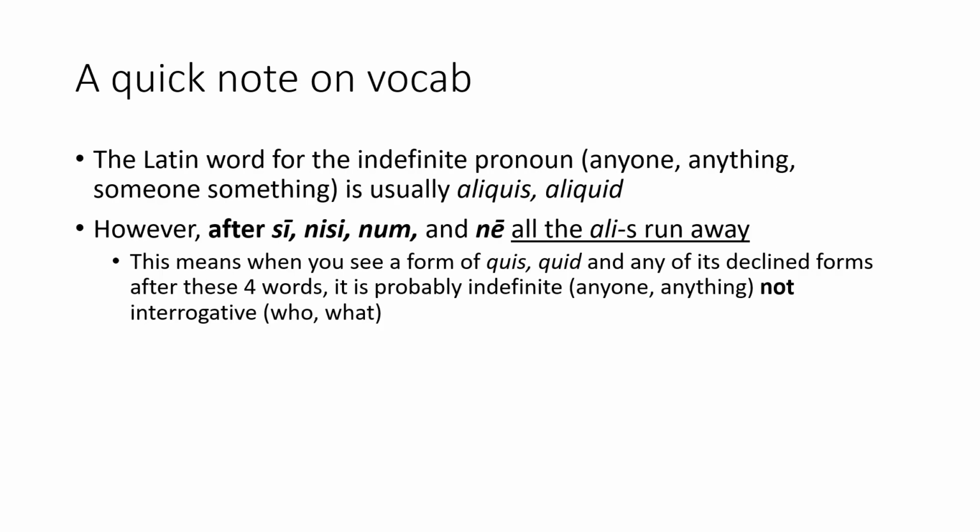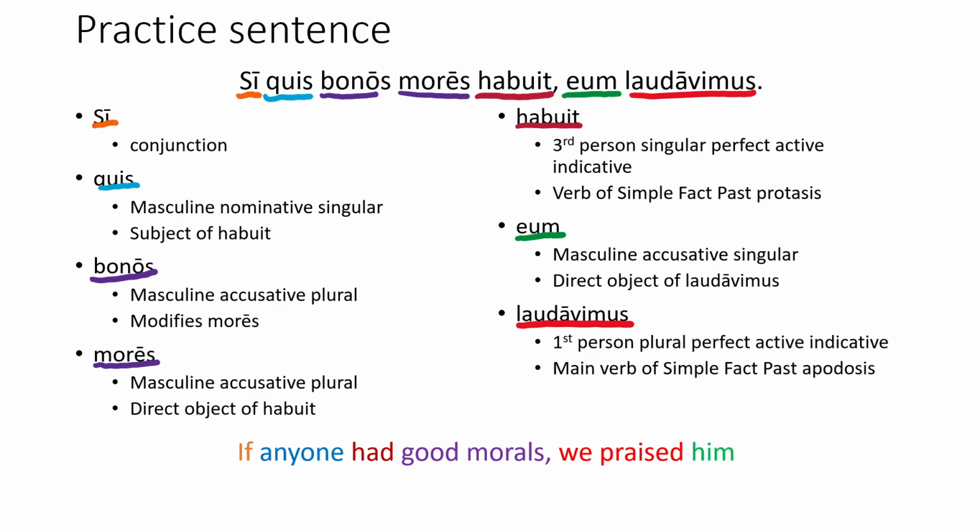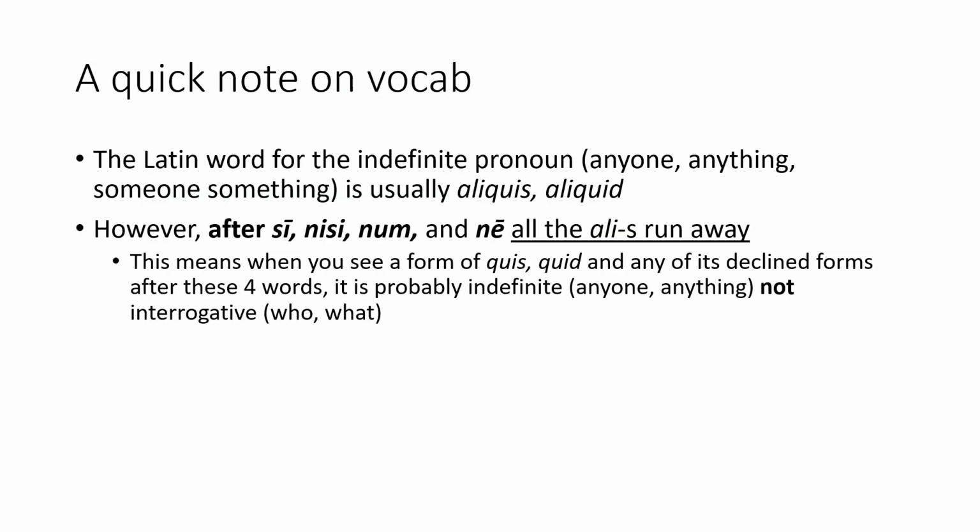Now I just want to give a quick note on some vocab from today's list. Usually, the Latin indefinite pronoun is aliquis, aliquid, and it means anyone, anything, someone, something. However, after si, nisi, num, and ne, all the ali- run away. This means that when you see a form of quis, quid, and any of its declined forms, after these four words, it is probably an indefinite, meaning anyone or anything, not an interrogative, meaning who or what. If you think about it, this makes sense, as if who does this does not make any sense.